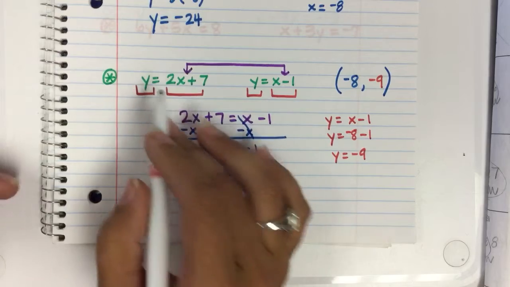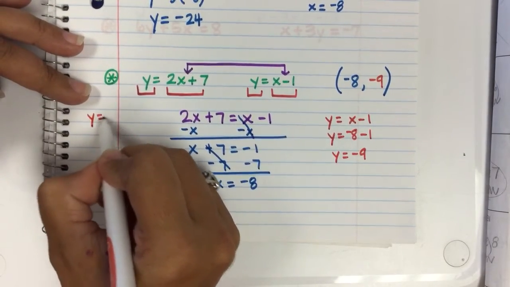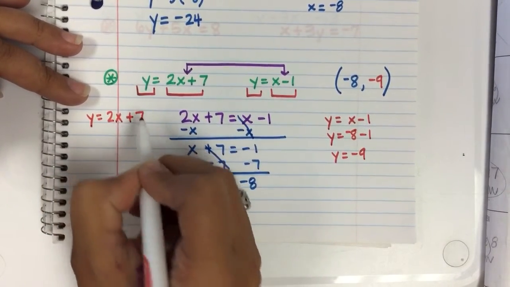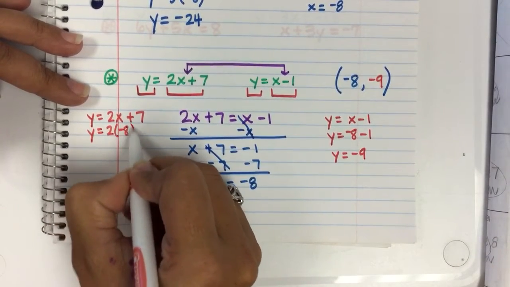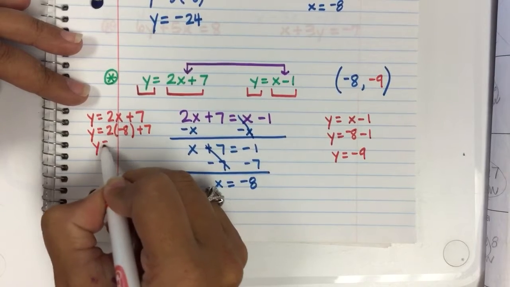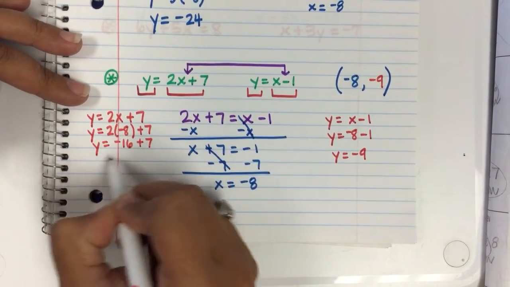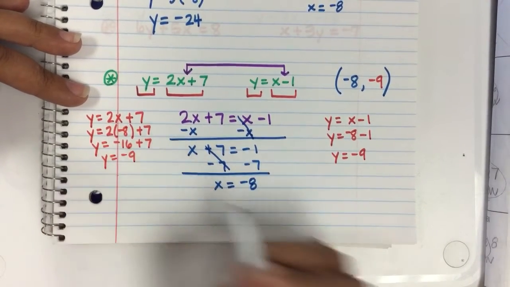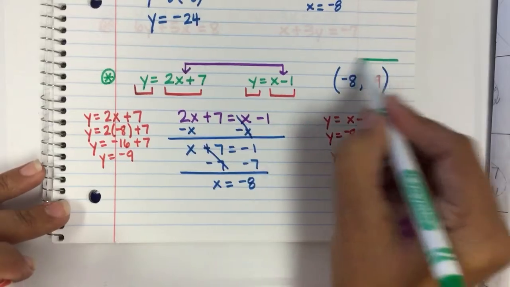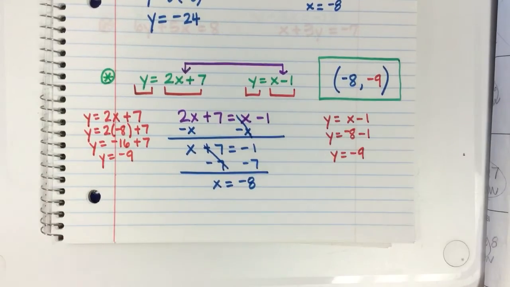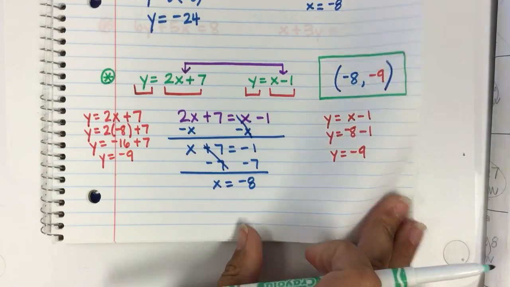Now, I could have used this equation over here. I'm going to show you, you're going to get the same answer. y is equal to 2x plus 7. If I put negative 8 in the place of x, I get y is equal to negative 16 plus 7, which also gives me that y is equal to negative 9. So it doesn't matter which equation you use when you go to solve for your second variable. Either one of those will work. All right, so the solution to this system is negative 8, negative 9.